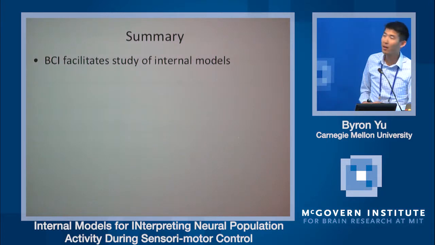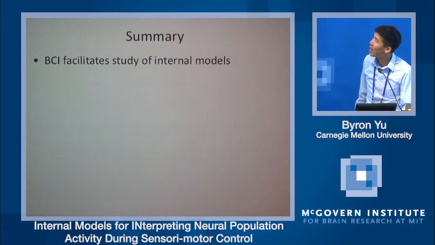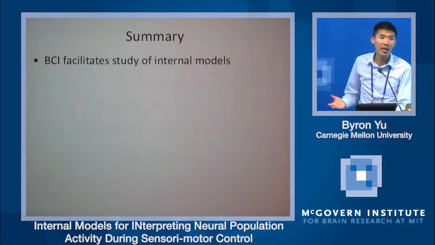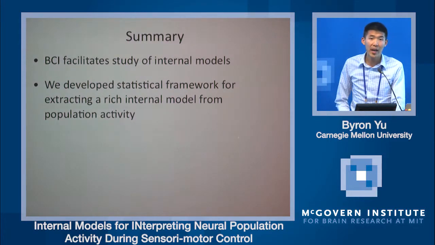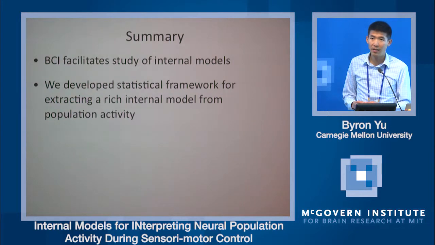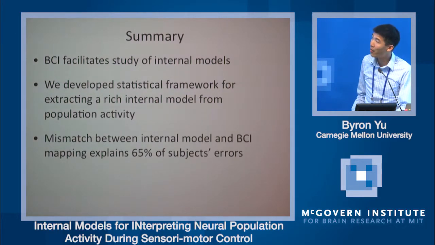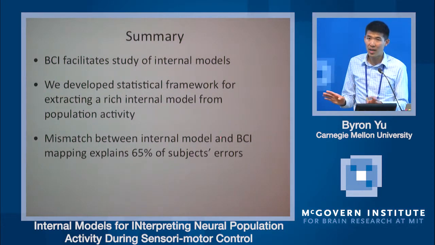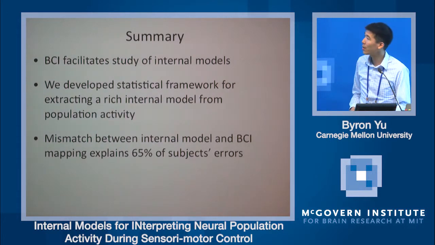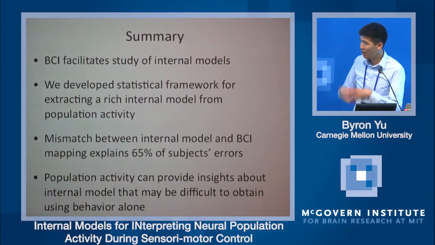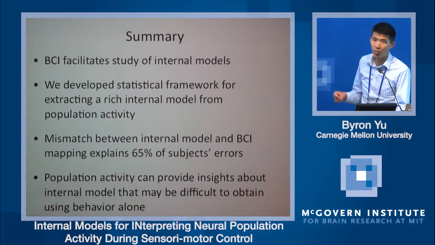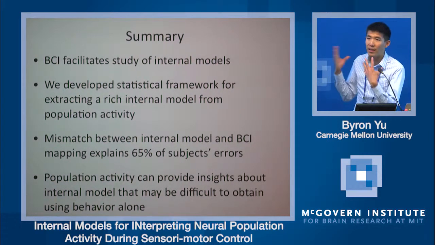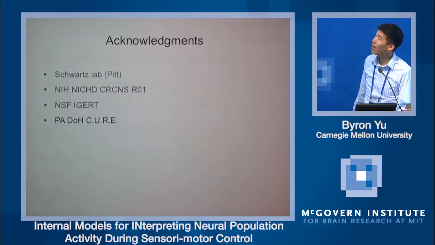Okay, so to summarize, what I've shown is that BCI facilitates the study of internal models because we can view it as a simplified closed-loop motor control system. We developed a statistical framework for estimating a rich internal model from neural population activity, that operates at the time scale of tens of milliseconds, at the spatial scale of individual neurons. And we found that a mismatch between the internal model and the actual BCI mapping can account for 65% of the animal's errors. And then finally, the broader message is that population activity can provide insights about the internal model that may be difficult to see through behavior alone, because the neural population activity reflects these multidimensional thought processes. All right. That's it.